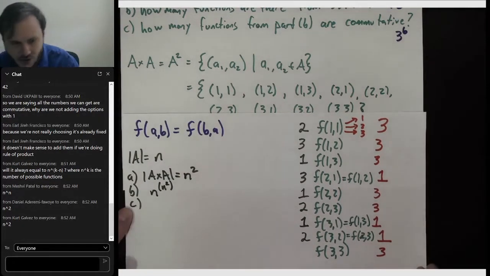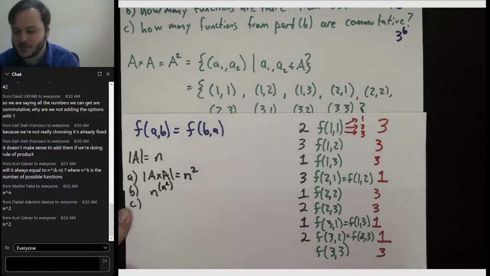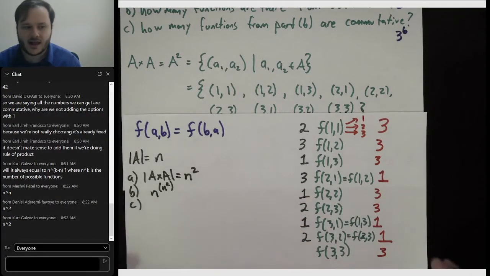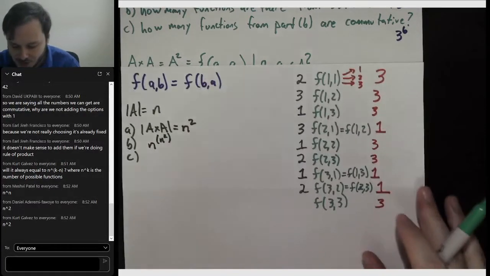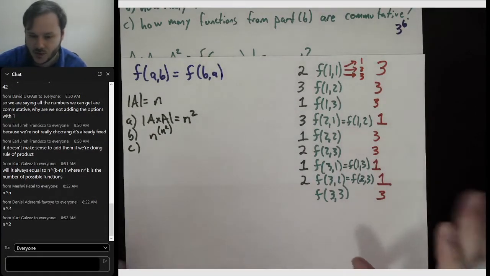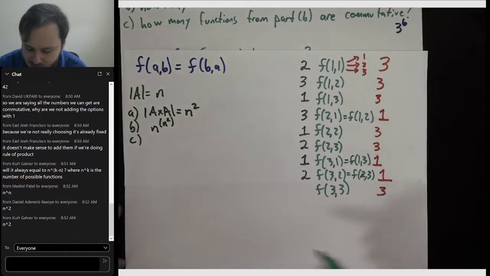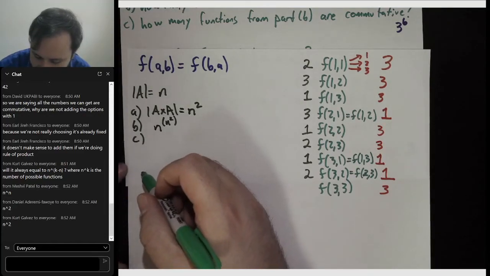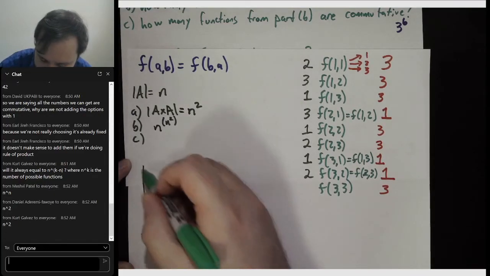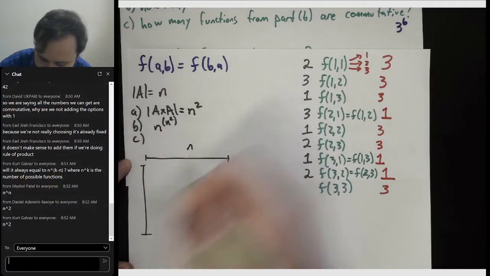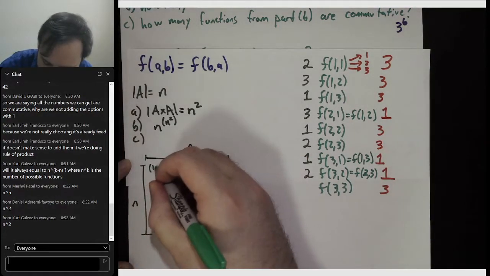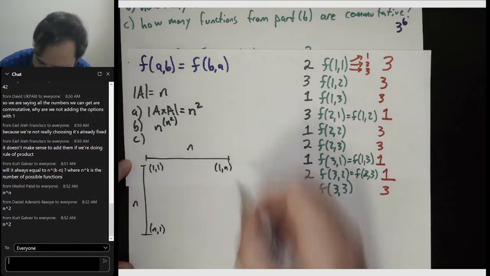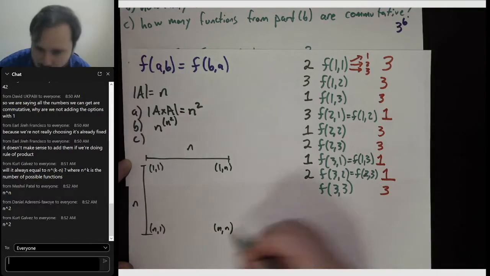And now here's the hard question. Here's what Kurt's asking. How many of these are commutative? This is going to be the one that's a little bit trickier to answer. I'm going to do it a little bit quickly just because I don't want to spend all day on this. If I look at my grid of values, here's 1, 1, here's n, 1, 1, n, n, n.